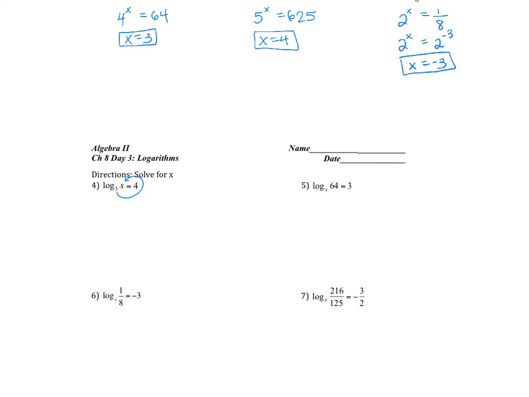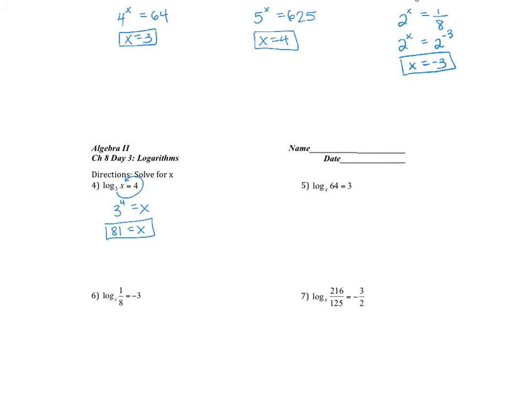And what we're going to do is take this log equation and rewrite it as an exponential equation. So 3 to the 4th power equals x. So now we just need to do 3 times 3 times 3 times 3 to figure out that x is equal to 81. Okay, so 3 to the 4th power is 81.